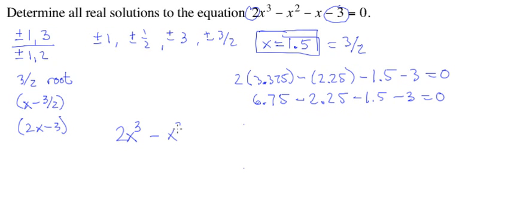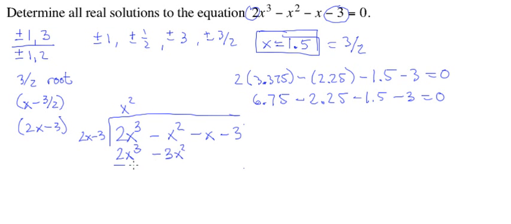2x cubed minus x squared minus x minus 3 is divided by 2x minus 3. How does that go? 2x goes into 2x cubed, x squared times. X squared times 2x is 2x cubed. X squared times minus 3 is minus 3x squared. Now we subtract. The x cubeds kill each other. Minus x squared minus negative 3x squared is like minus x squared plus 3x squared. So we get 2x squared from that. And now we start again.